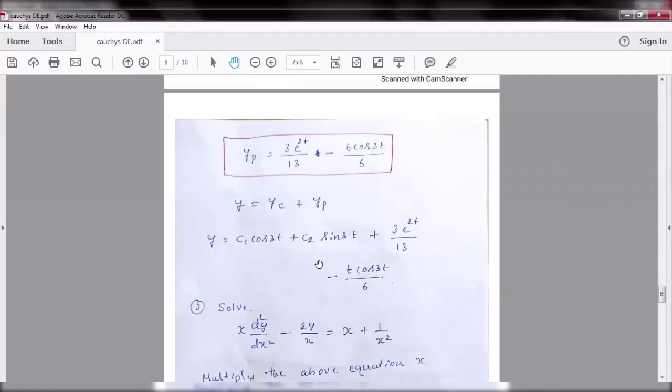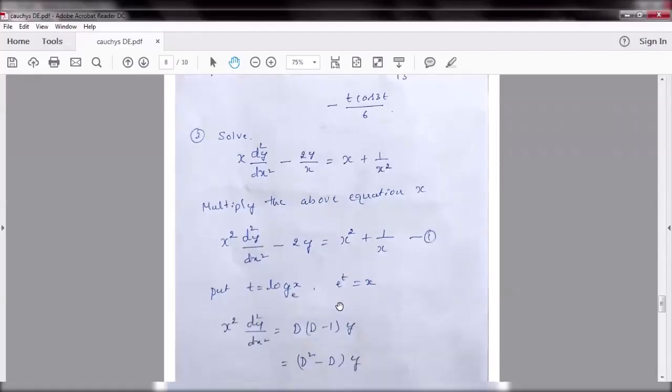Finally the general solution: c1 cos 3t plus c2 sin 3t plus 3 e to the power of 2t by 13 minus t cos 3t by 6. What is t? t is log x. Now we'll take another example.